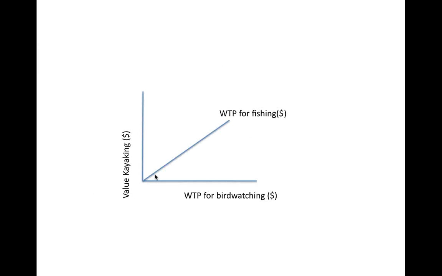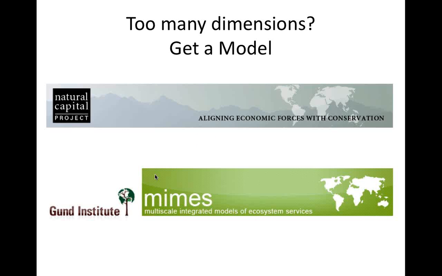Okay, so we have value in kayaking, for instance, and bird watching, but we also recognize that when we do things like manage for certain kinds of habitat, that could affect the willingness to pay and the value that's associated with fishing. And then that may also affect other things like scuba diving, and eventually you realize that we have too many dimensions to model this simply. And that's where some of the newer models are coming in that attempt to manage ecosystem services. And so I've listed just two here, the Natural Capital Project and the MIMES project.